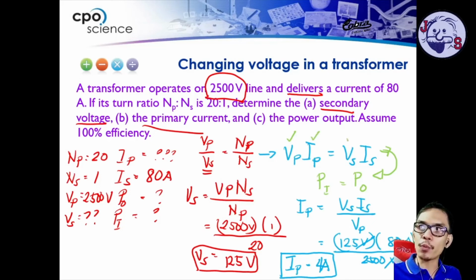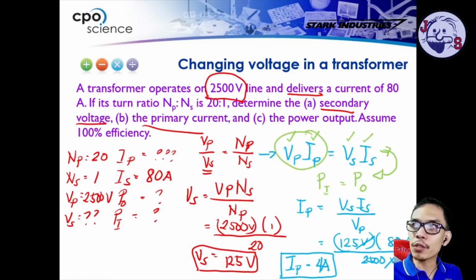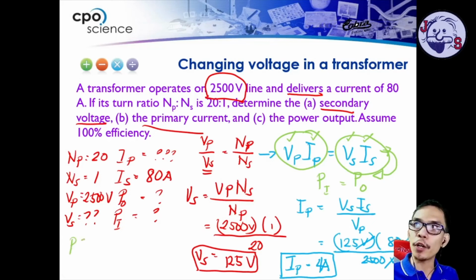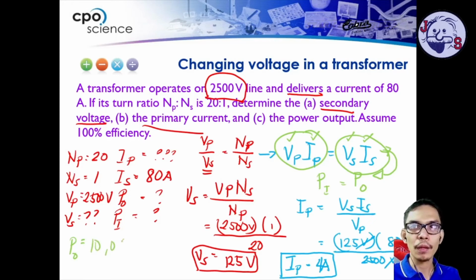The secondary voltage has 125 volts and the current that it contains is 80 amperes. So you just multiply these two respectively, then the power output of your transformer. If you are looking for the power output, whatever output comes out as an answer is the same answer as the power input. So it will become 125 times 80, that is 10,000 watts. That is the same also as the power input.